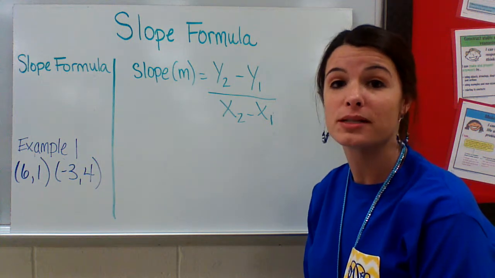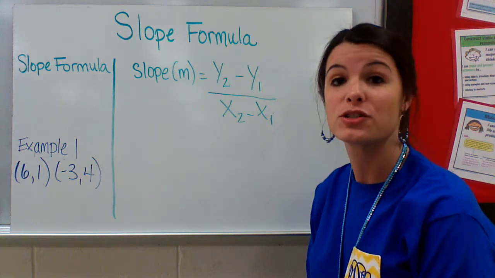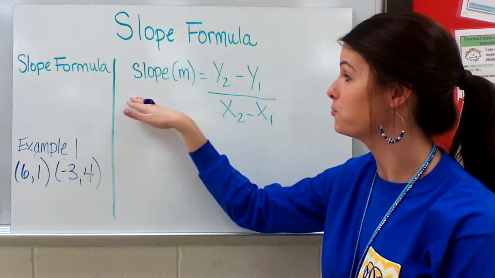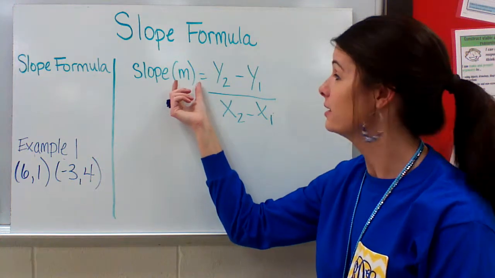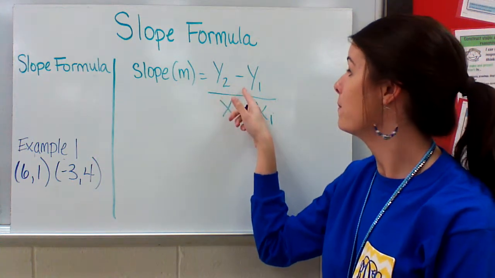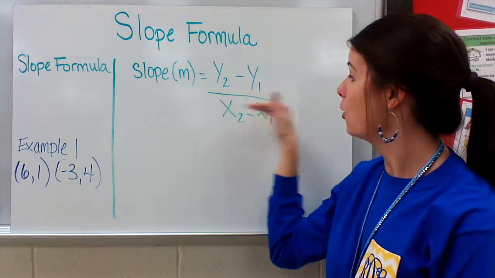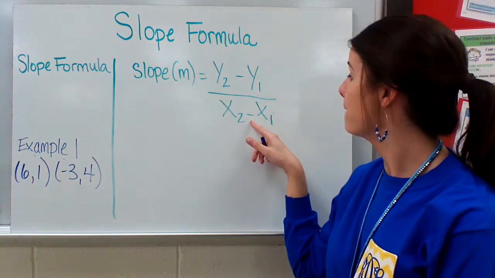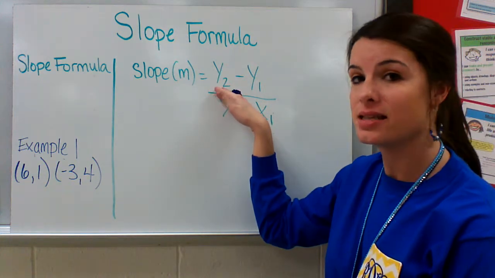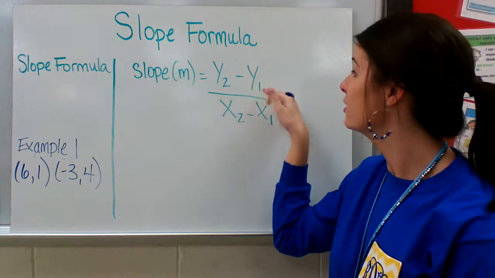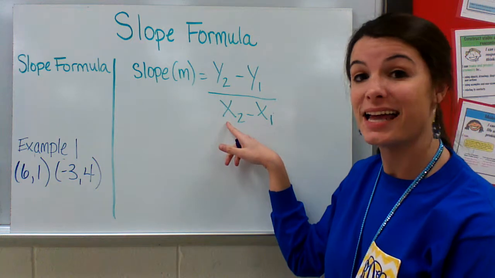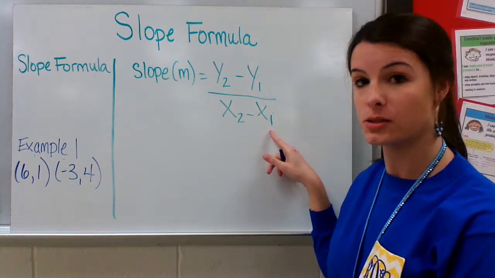Okay, so the slope formula is used to find the slope of a line when you're given 2 points. So the first thing we're going to do is put the formula. So the slope formula, slope or m is what we use to stand for slope, equals y sub 2 minus y sub 1 over x sub 2 minus x sub 1. And what y sub 2 means is the second y coordinate, and you will subtract the first y coordinate. And then on bottom, you will take the second x coordinate and subtract the first x coordinate.